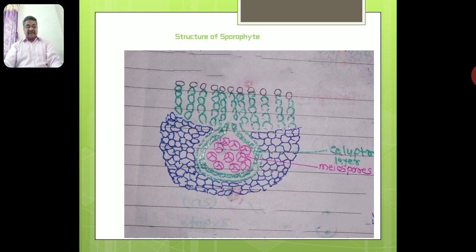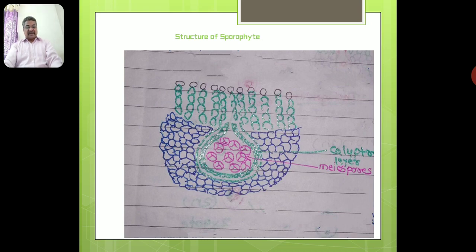It will increase in volume. The ventral cell divides periclinally and anticlinally to form the calyptra. Then a large number of spore mother cells develop in the capsule, which are diploid, no doubt. Then each spore mother cell, finally at the last stage, will divide by meiosis or reduction division. So the spore mother cells will divide meiotically and produce 4 haploid spores.